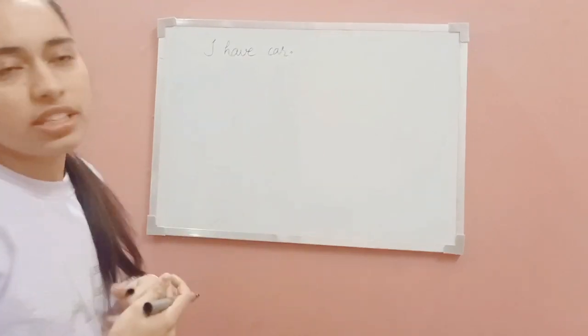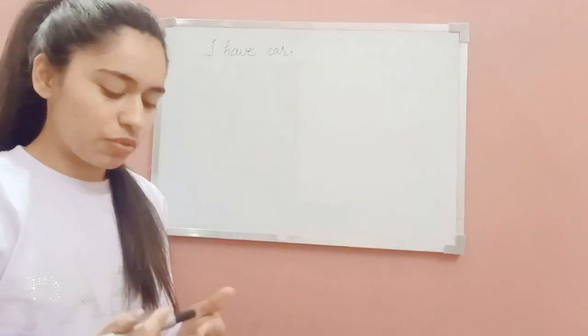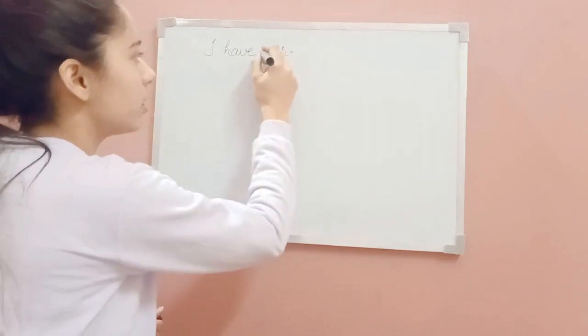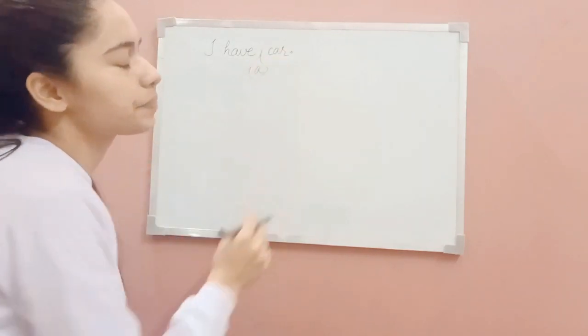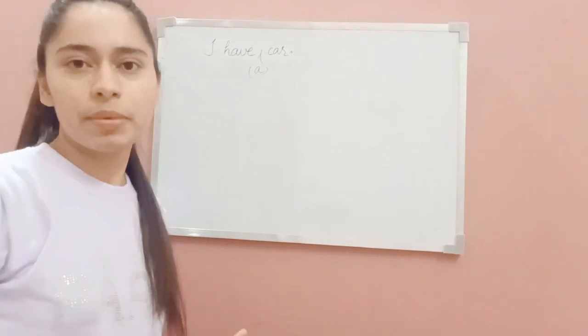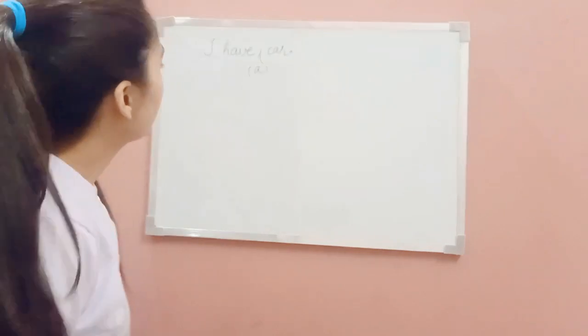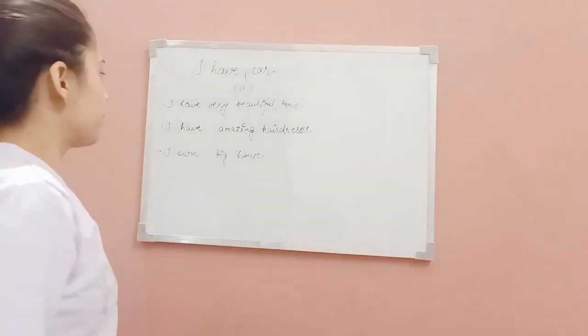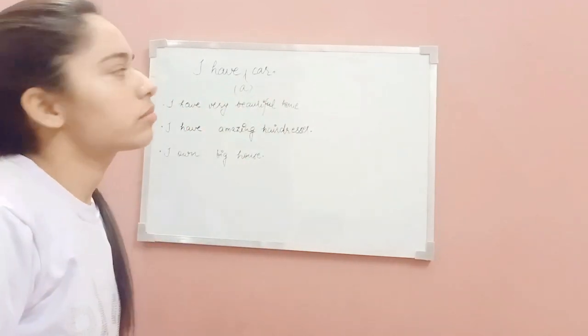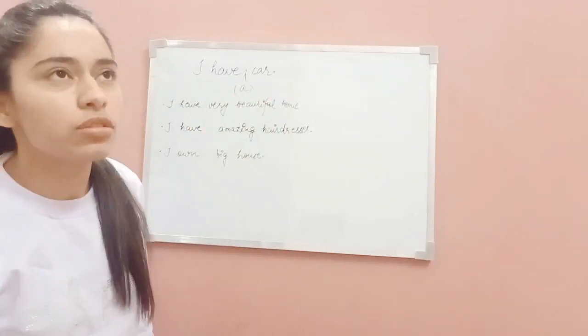So just to make it grammatically correct, we should say I have a car. I have a car. मेरे पास एक गाड़ी है. मेरे पास गाड़ी है मतलब सिर्फ तुम्हारे पास ही गाड़ी है. Okay. Now I have few more examples for you. Like I have very beautiful home. Like I have बहुत सुंदर घर.